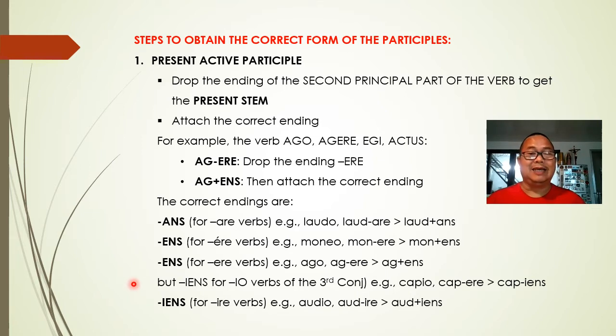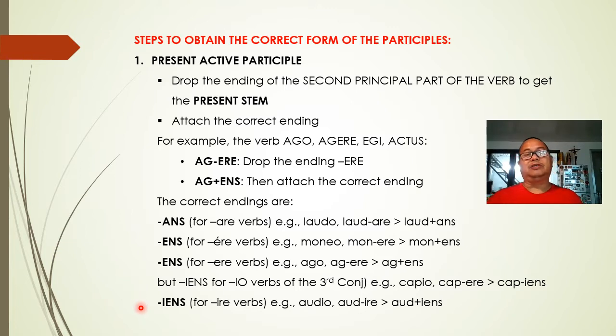Example kayan is capio, capere. Drop the ere, you have cap plus iens. Bakong ens. Totoo, third conjugation, ens. Pero digdi sa third conjugation, io verbs, bakong ens, kundi iens with letter i. So, capio, bakong capens, kundi capiens.